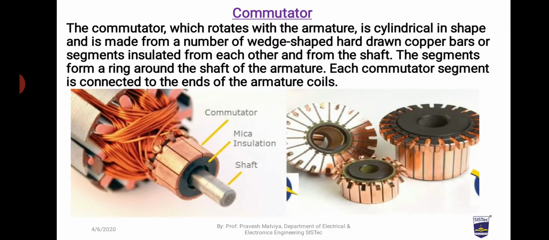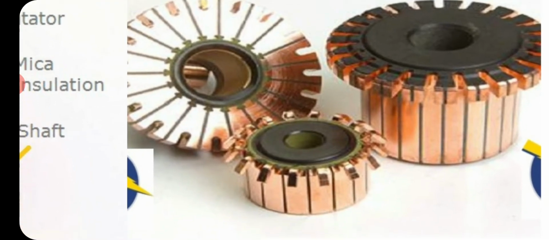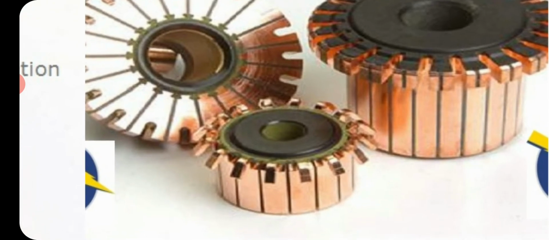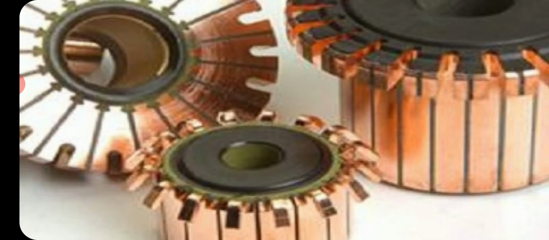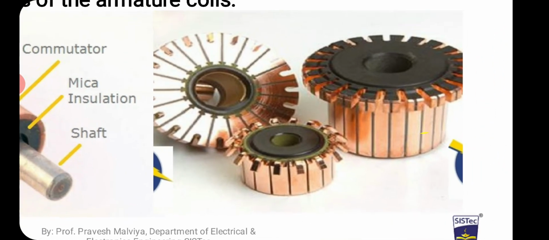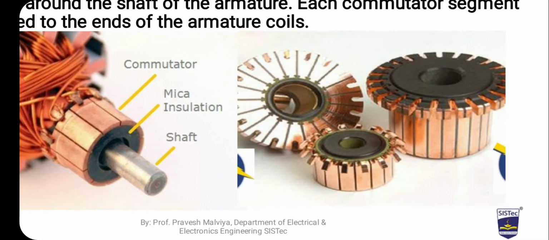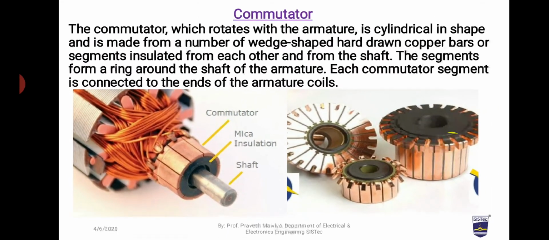So this is how a commutator looks like. We see here that these are the copper segments, and there are some slots over here. These are known as the risers. These risers are connected with the armature winding, and with the help of mica insulation, these are insulated from each other as well as from the main shaft. So this is the commutator.